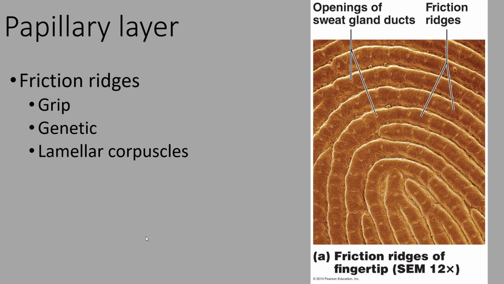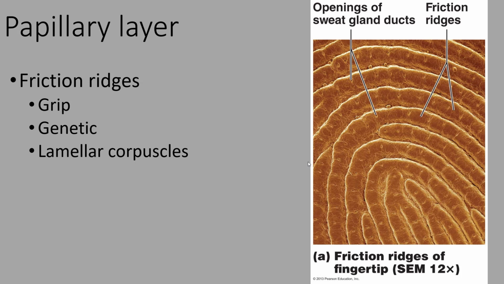On our fingers, our palms, our toes, and the soles of our feet, we will see fingerprints, footprints, and handprints. These are called friction ridges. Here's one under a microscope. Friction ridges are primarily responsible for grip, especially if our hands are wet. Because it's not completely smooth, because it's got this raised and sunken area, it allows us to grip things easier.